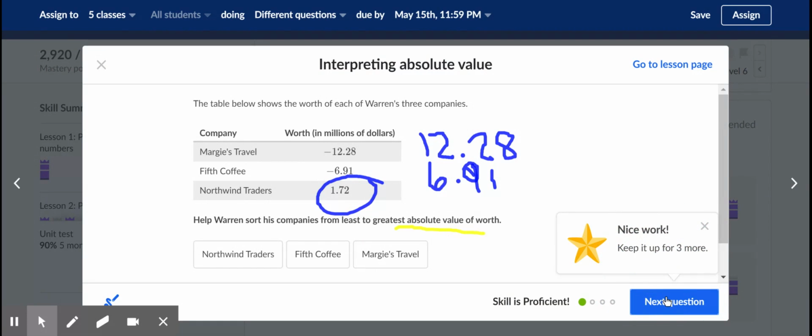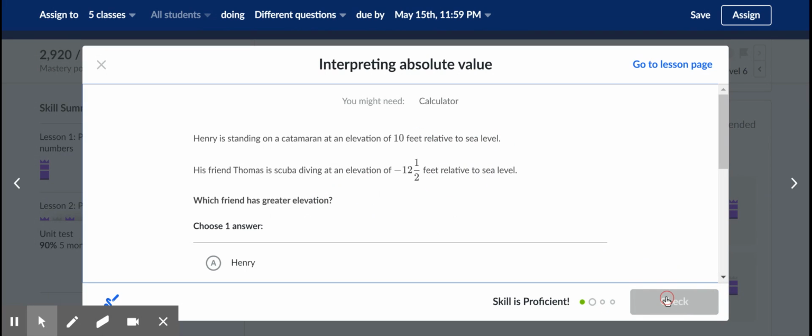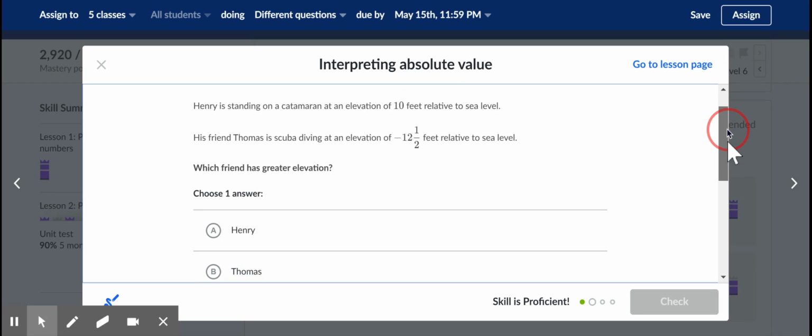All right, so looking at the next question. Henry is standing on a catamaran at an elevation of 10 feet relative to sea level. His friend Thomas is scuba diving at an elevation of negative 12.5 feet relative to sea level. So which one has the greater elevation?